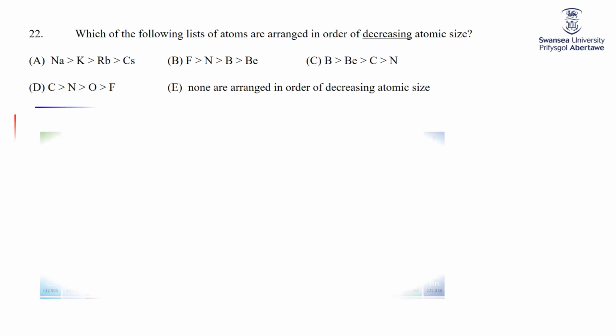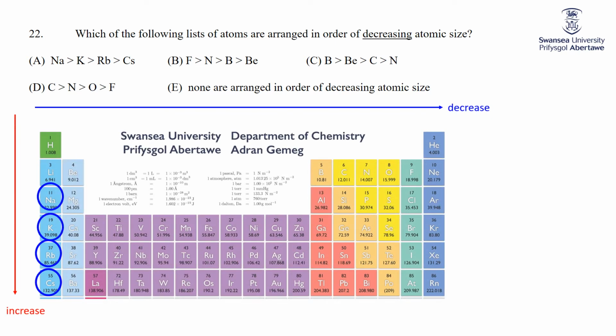Now we look for decrease in atomic size. Again, let's look through them. So what we've got here is we want decreasing. So in other words, we want to start with the biggest and end with the smallest. This has the signs in the right way, but of course sodium is actually the smallest of these. Cesium is the biggest. So it should be cesium bigger than rubidium, bigger than potassium, bigger than sodium.